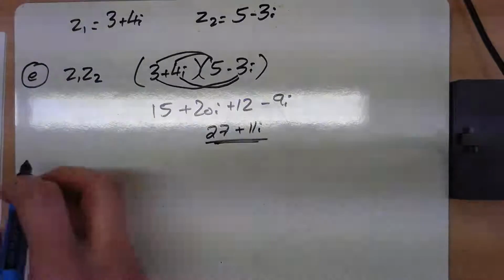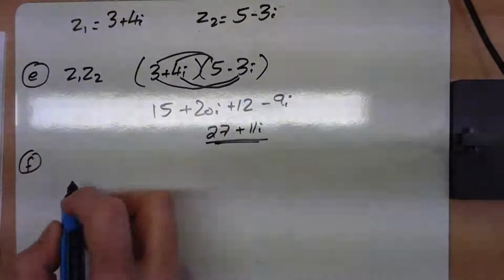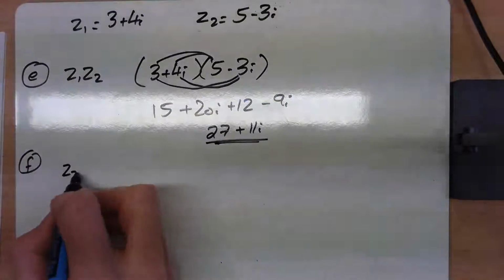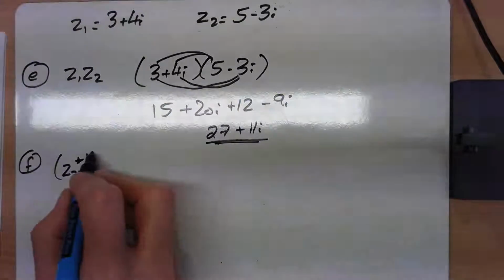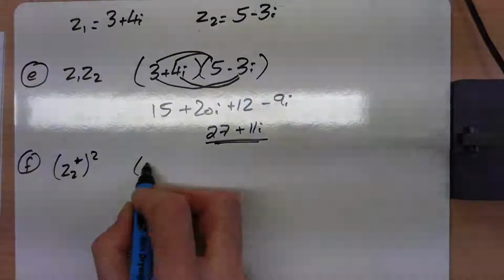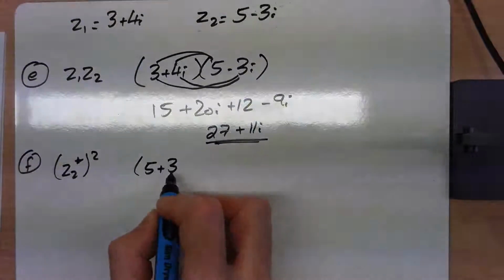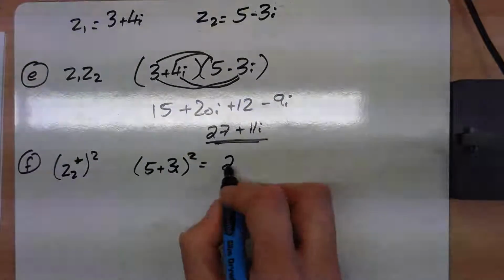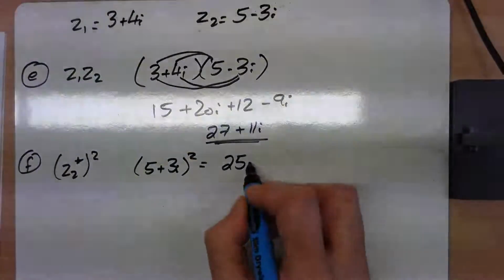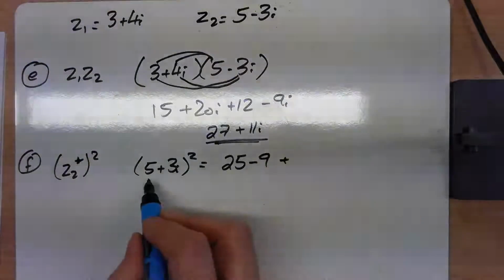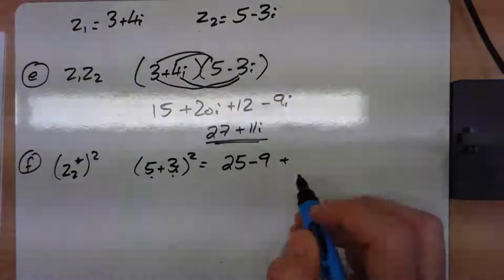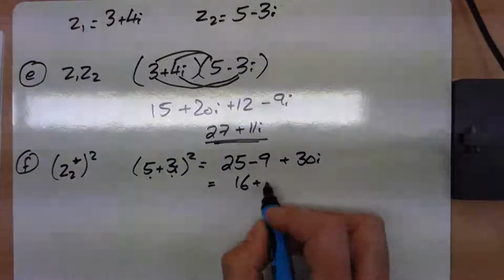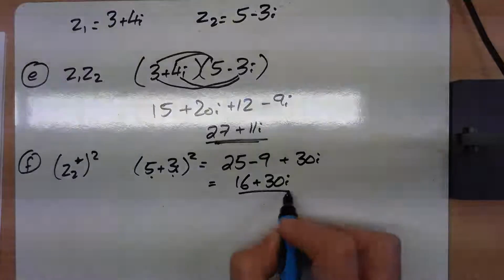What are we doing for f? So f, we want the conjugate of z2. So it says z2 star all squared. So the conjugate of z2 is 5 plus 3i. And if I square that, should we try and do this in one go? So we got 25 minus 9, plus 3 times 5 is 15 and double it. So I've got 30i. So I've got 16 plus 30i.